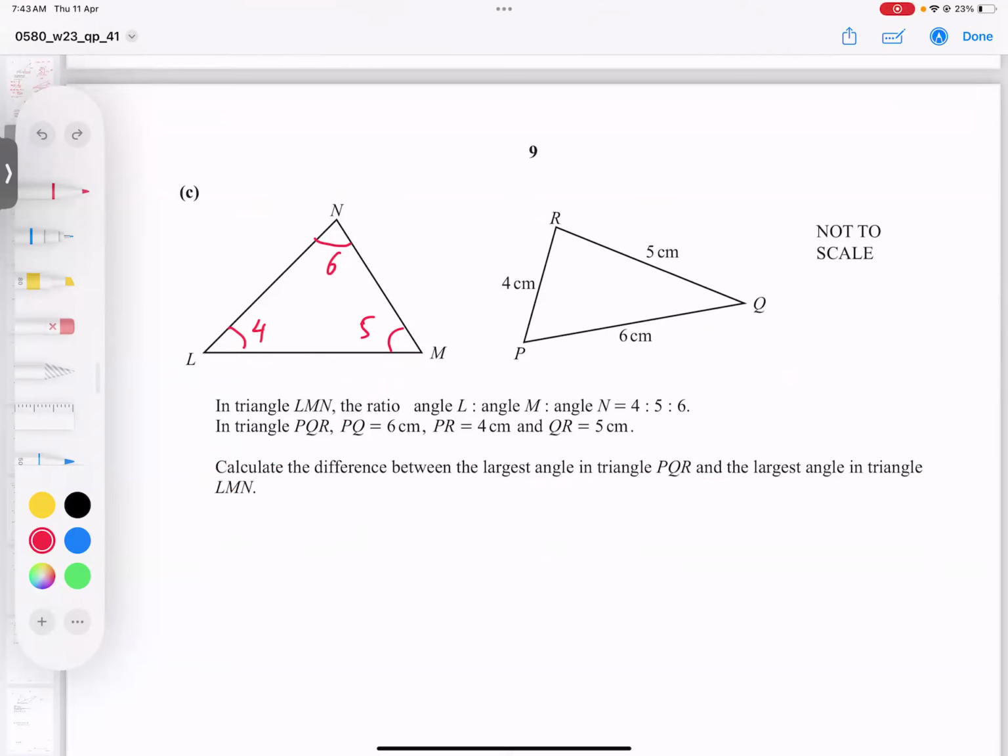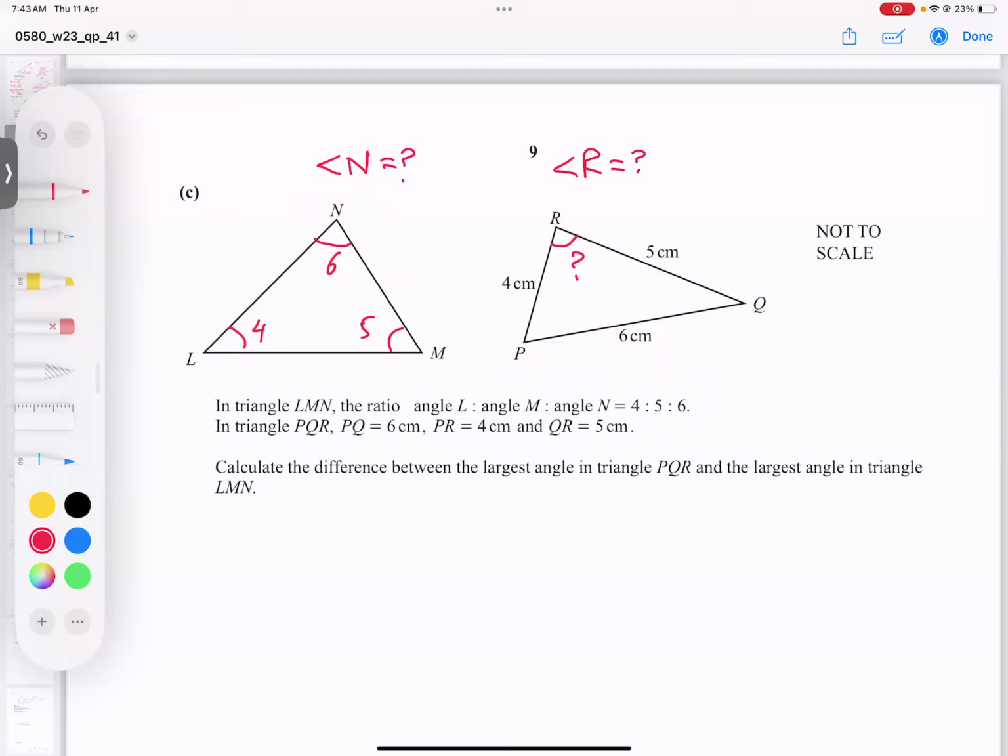So let's see. For example, the smaller side, this angle is smaller. Medium size, this angle is medium, but the largest side is for this angle, so this angle we are looking for. And here it is mentioned that the largest number is 6, which is the N ratio. So angle N is the largest. It means angle R is largest here, and angle N is largest here. And we'll find both and subtract them.